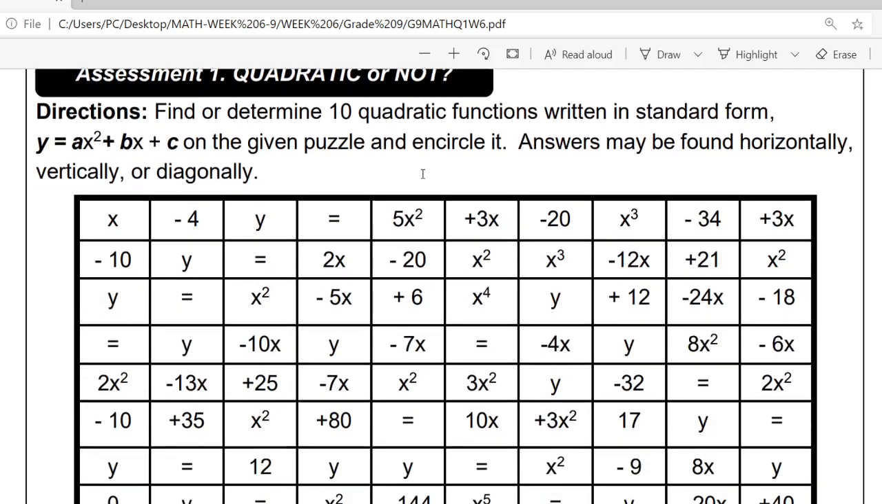If you don't have the assessment sheet, you can draw this table and encircle the quadratic functions. Okay, so that's it. I will not suggest to just write the quadratic functions, but much better if you will really encircle it. So what you can do is write the table and then encircle the 10 quadratic functions in the form of y equals ax squared plus bx plus c. It should be in this form, wherein the highest exponent is 2.